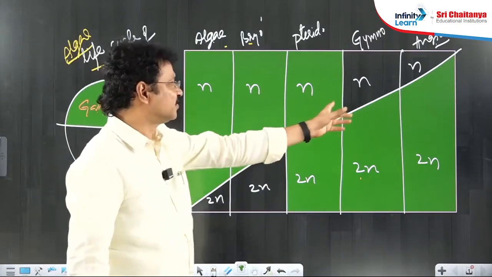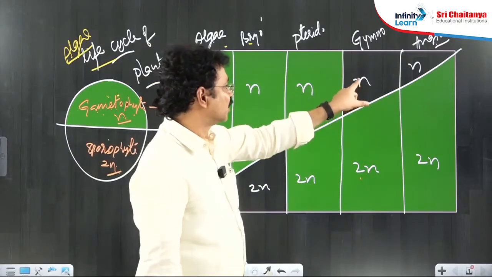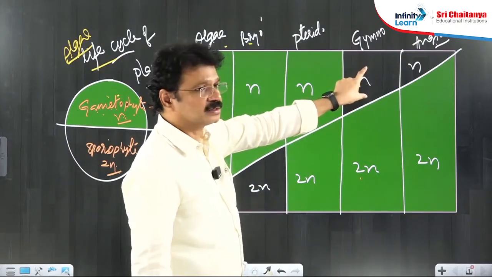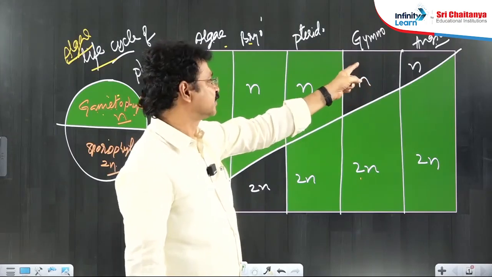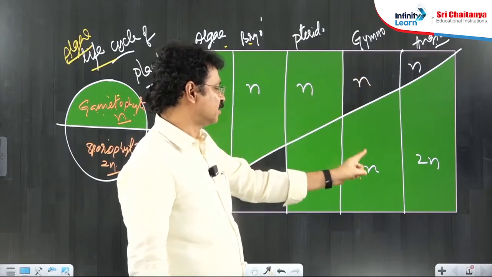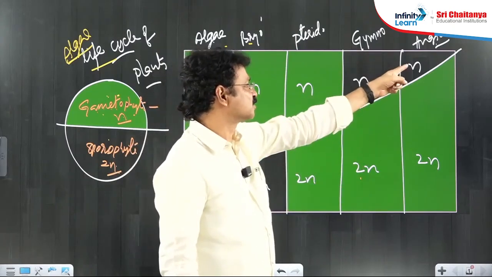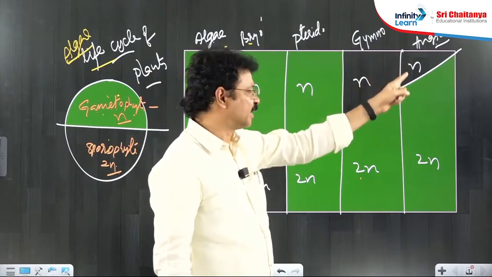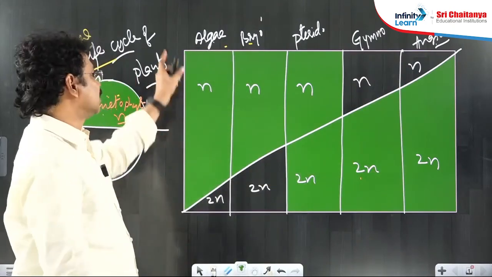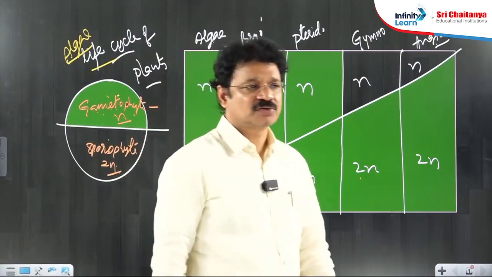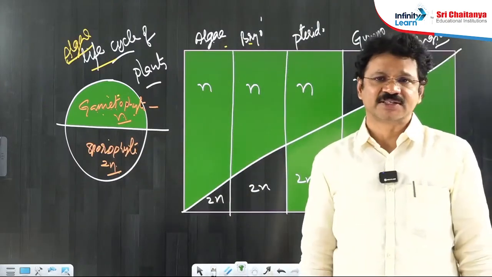But the story is reversed from gymnosperm onwards. Observe here, gametophyte is in black color, unable to prepare food material, that's why it is dependent, but sporophyte is independent. Even in angiosperms also, gametophyte is dependent, sporophyte is independent. Okay, based on this comparison chart, we can make some questions. Ready to give answers for the questions.